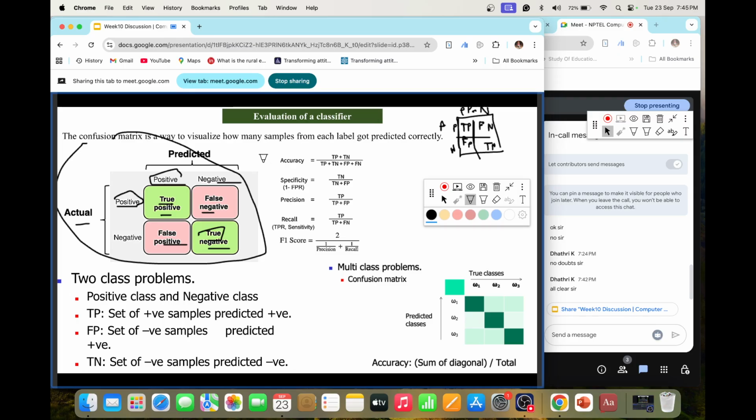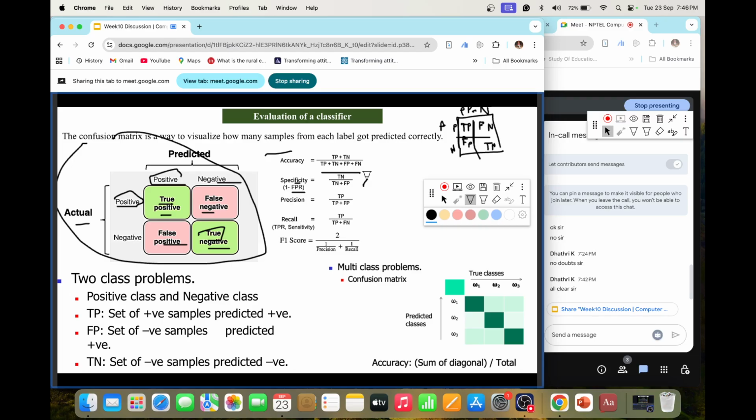Now based on this confusion matrix, you have different types of metrics. Like this is your accuracy metric, that is true positive plus true negative, that is the accurate prediction, divided by all your predictions. Similarly, you have something known as specificity, also known as 1 minus the false positive rate, that is true negative divided by true negative plus false positive.